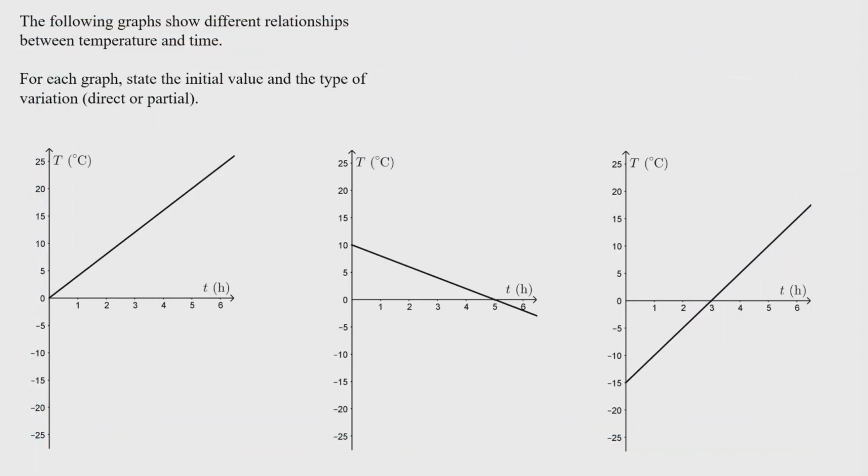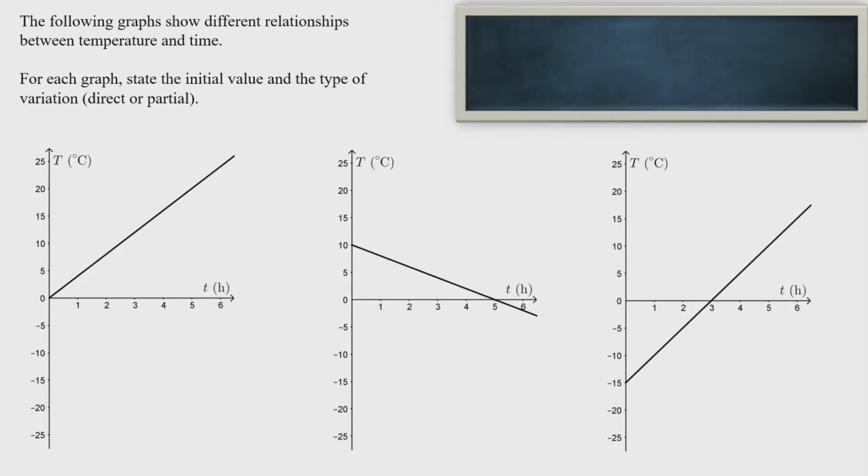Quick video here to talk about initial value and variation. In this example, we're shown several graphs and told that they illustrate different relationships between temperature and time. And for each graph, we're asked to state the initial value and the type of variation, which will either be direct or partial.